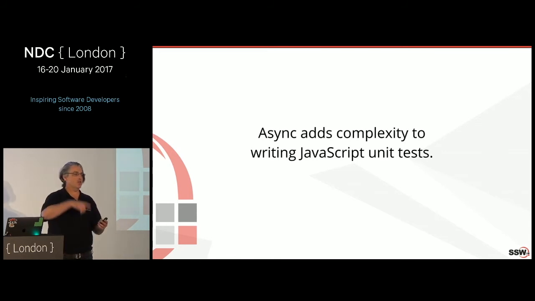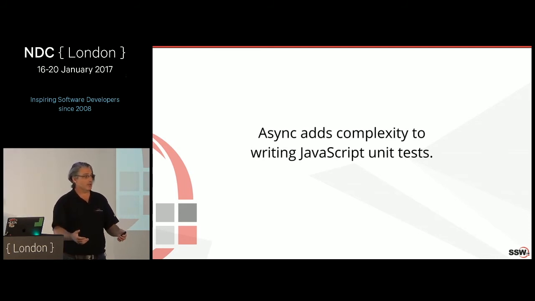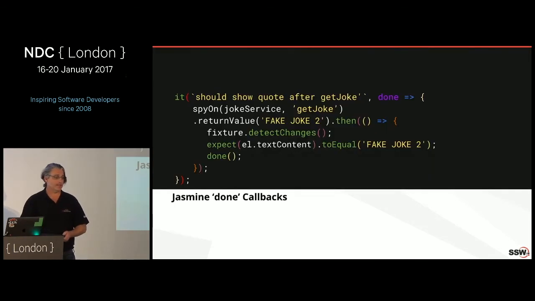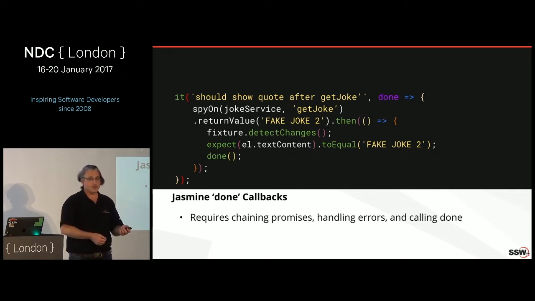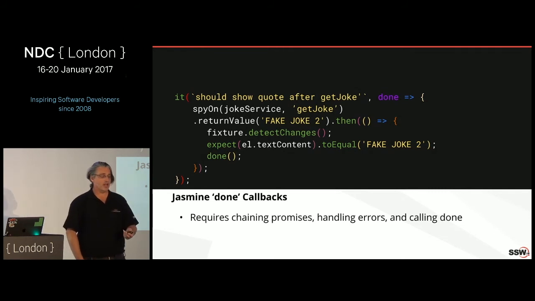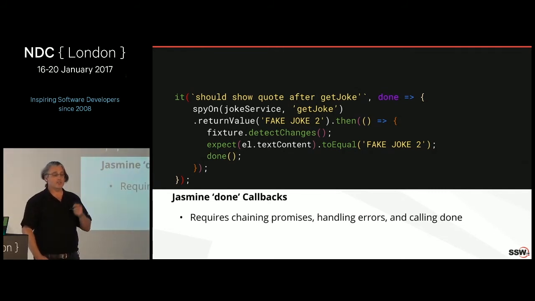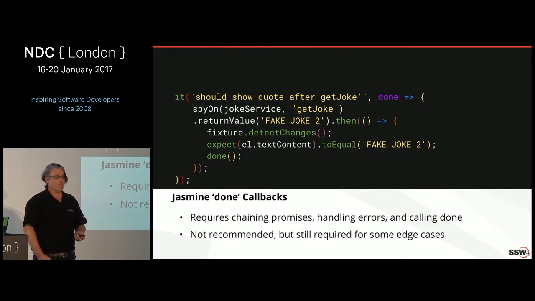You click a button that calls an HTTP request, and you've got to wait for that to return before you can really check what the result is. So asynchronous code is often hard to test. What we've done previously, and you're still able to do, is use Jasmine done callbacks. With this, you use a promise, and then when you're done, you call the done method. The downside of Jasmine done callbacks is they require chaining promises, handling errors, and then specifically calling done. They're not recommended with Angular 2, but you still need them for some edge cases.